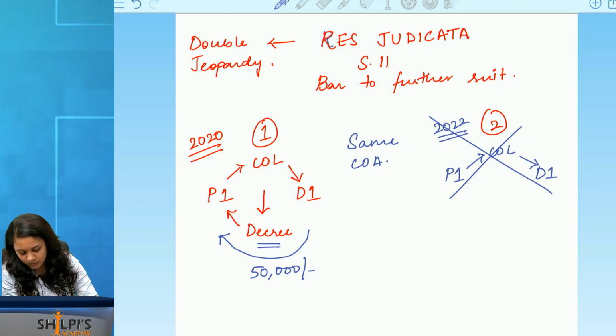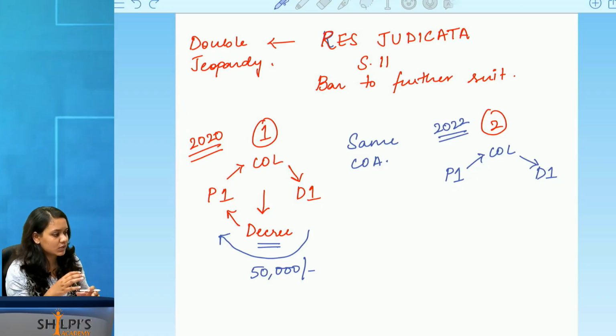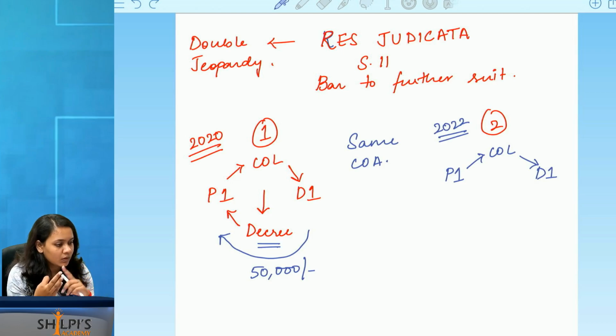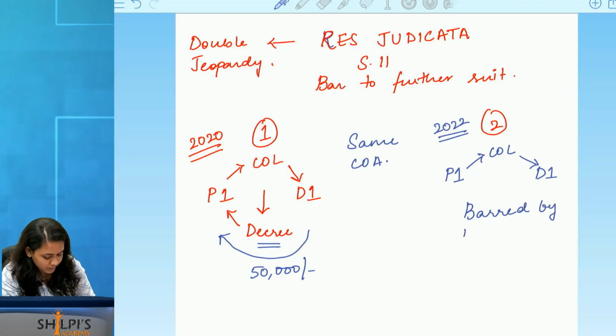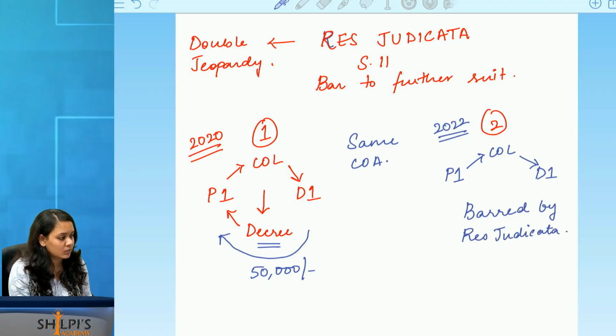Okay. So let's understand what this res judicata is saying, or what are the basic conditions. One, it's the same parties before the same court of law or even a different court of law, same cause of action, and the first suit has been finally decided. Then the second suit, I will say, is barred by res judicata. That means the court will not even accept the further hearing of this matter.